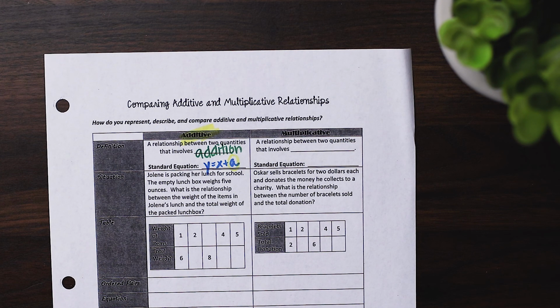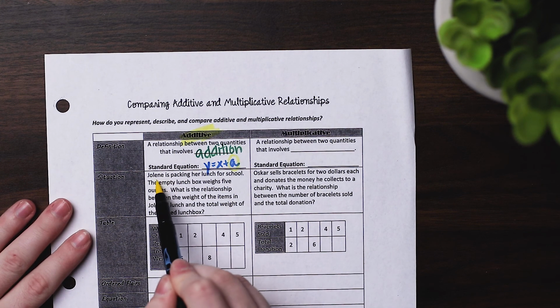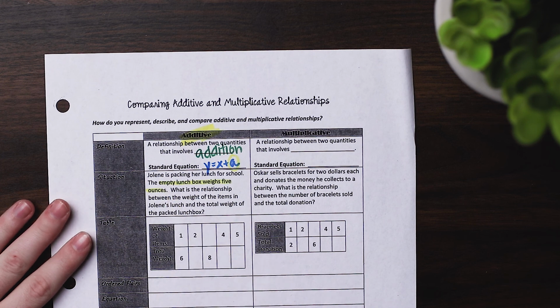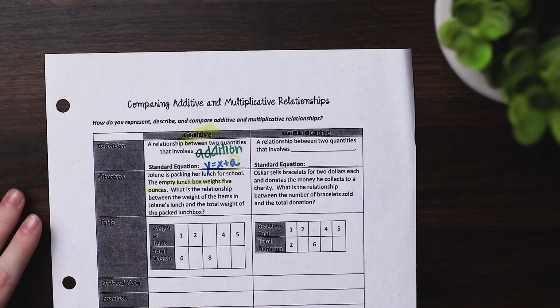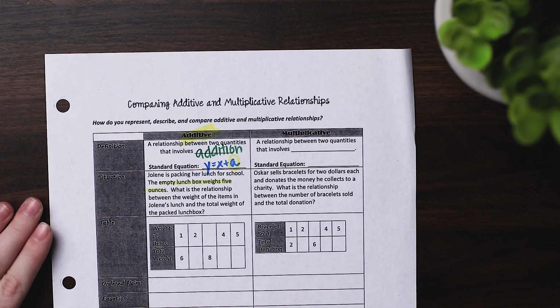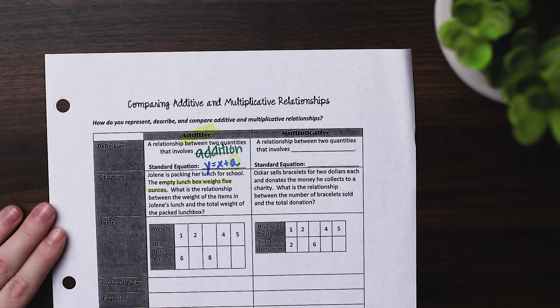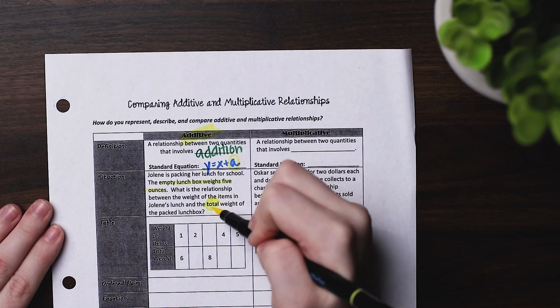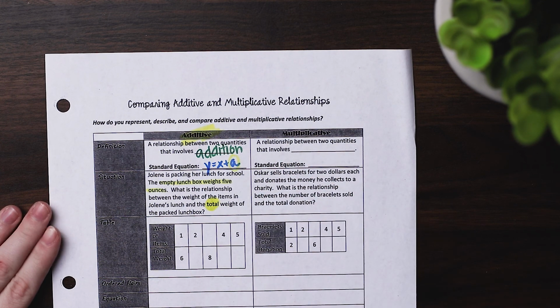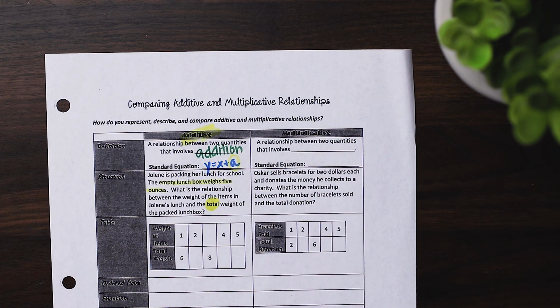Let's look at a situation. This is kind of hard to read, so I'll read it out loud. It says, Jolene is packing her lunch for school. Her empty lunchbox weighs 5 ounces. That's important. I'm going to highlight that. What is the relationship between the weight of the items in Jolene's lunchbox and the total weight of the packed lunchbox? So this right here is a keyword in itself. The word total means that I need to add my lunchbox plus whatever I plan on putting in my lunchbox.